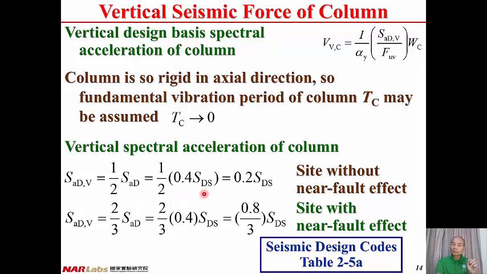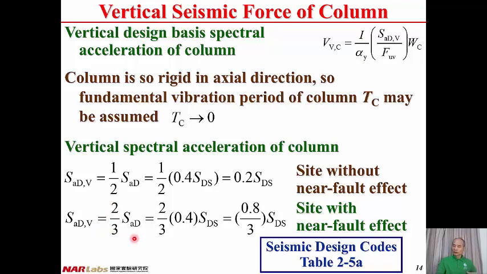That's the effective peak ground acceleration of the structure. 0.4 SDS is the effective peak ground acceleration. Therefore, SaDV equals 1/2 for the site without near fault effect times SaD, and SaD equals 0.4 SDS. Therefore, SaDV for the site without near fault effect equals 0.2 SDS. For the site with near fault effect, SaDV equals 2/3 SaD.